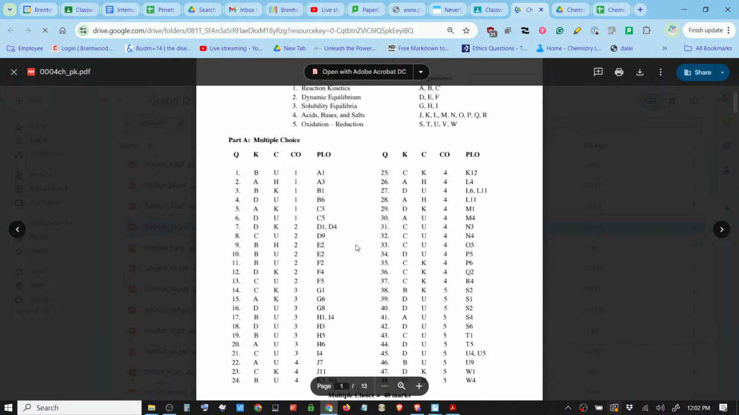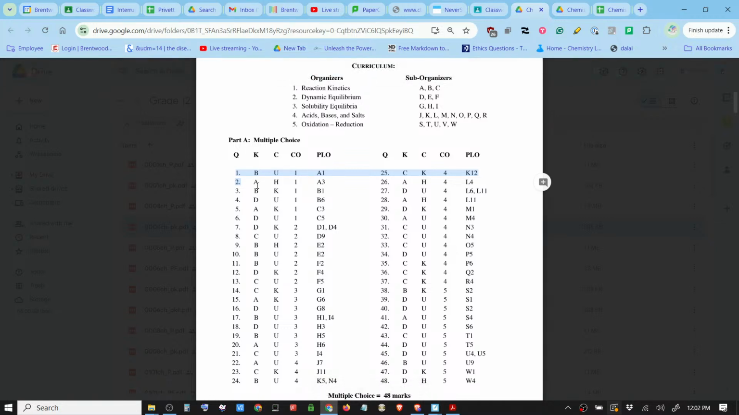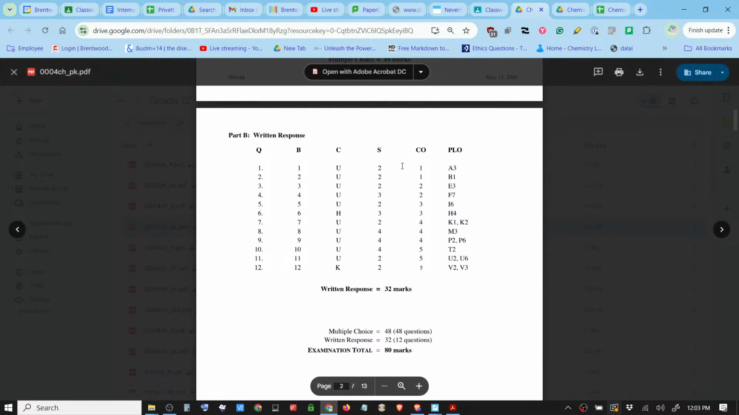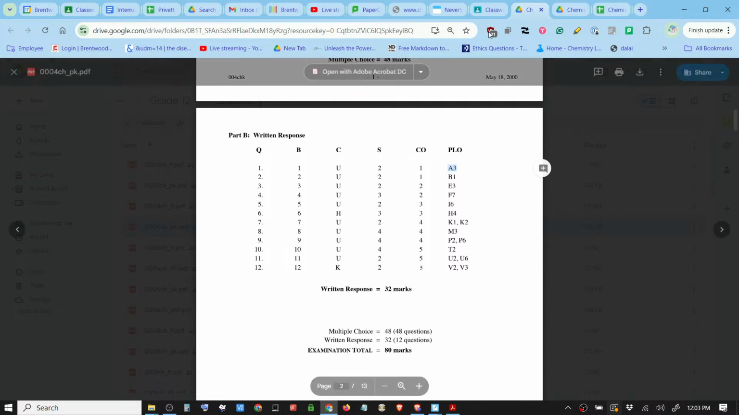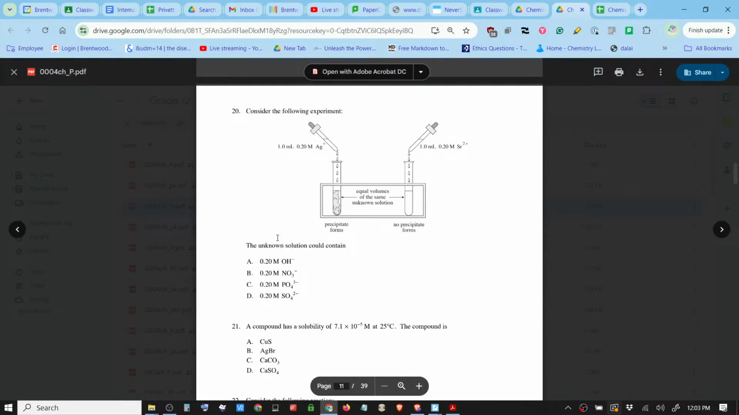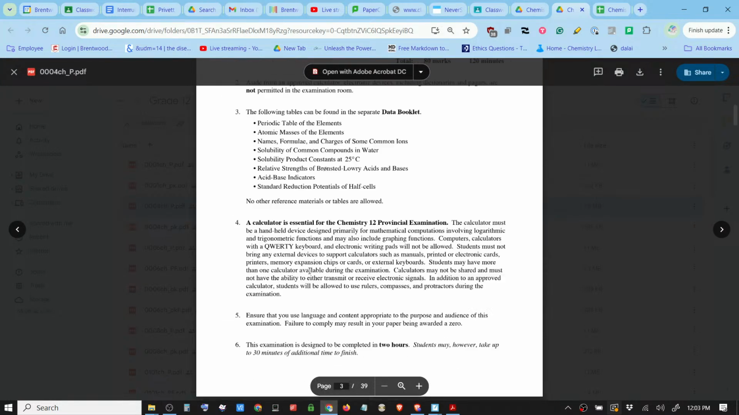Tomorrow, I would expect you to be able to do questions 1 and 2 off of this test. The answers are B for the first one and A for the second one. They cover KBATs, they call them PLOs, A1 and A3. Do they have any short answer? Oh yeah, here's a long answer question. Theoretically, you should be able to do that. So we go back to the exam, back to question number 1.